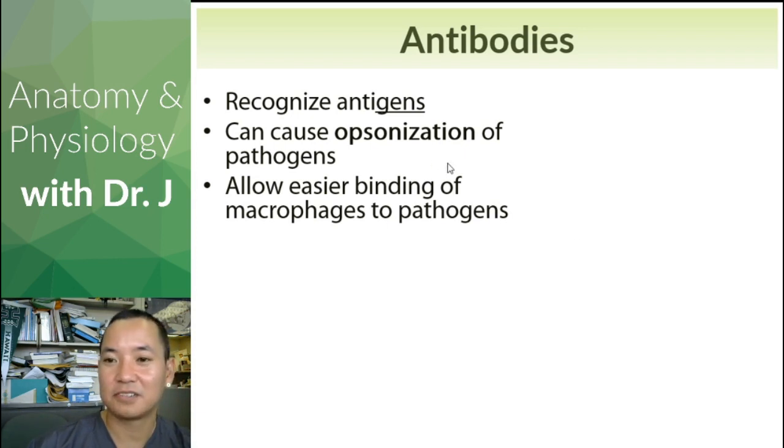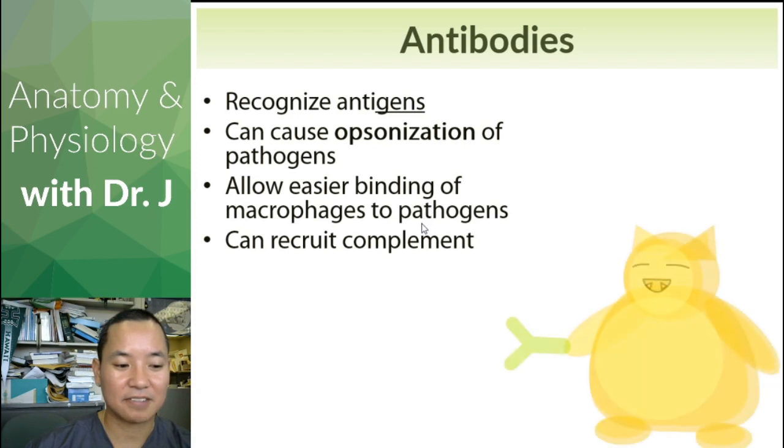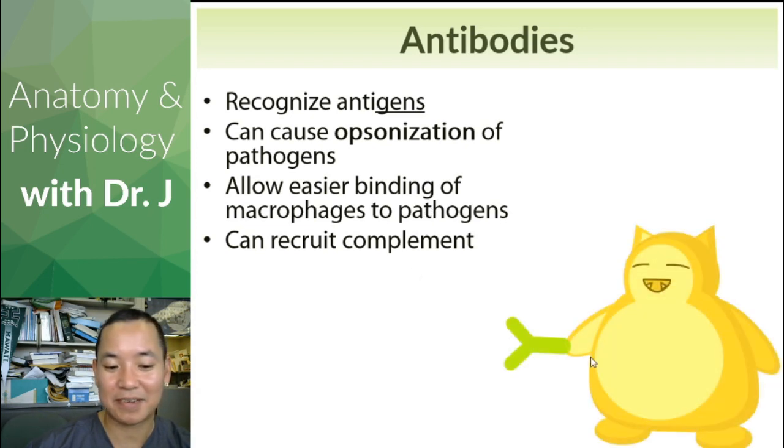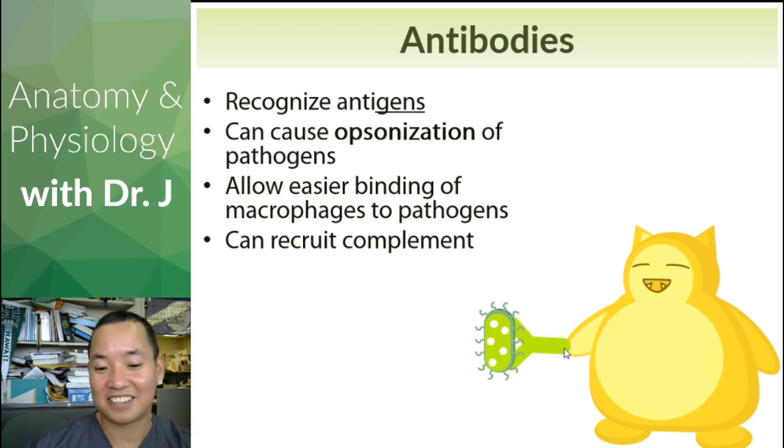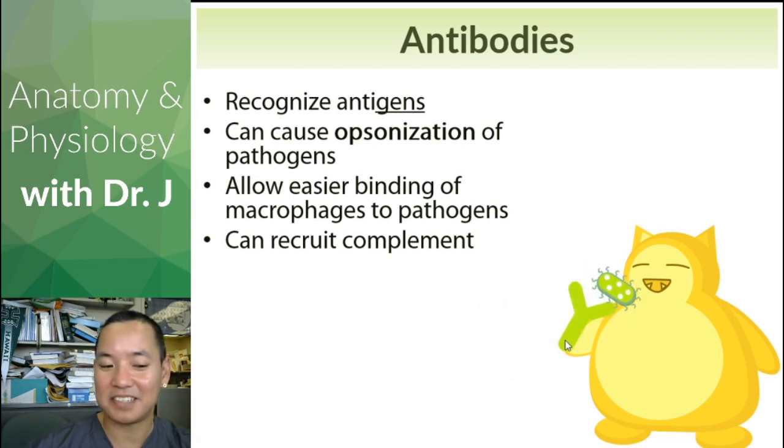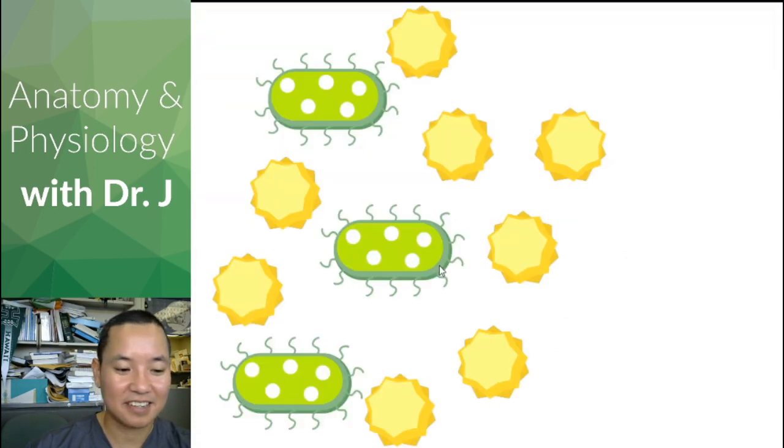So not only does it do that opsonization coating, it can also allow macrophages to bind to pathogens. So the thing about macrophages is they actually love to grab onto antibodies. So if you have a bunch of antibodies coating a pathogen, it's like a little handhold, like here we have a little fork. Macrophages can grab onto an antibody that's bound to a pathogen, and then they use that to help them eat. It can also recruit complement, as we saw in the previous slide.